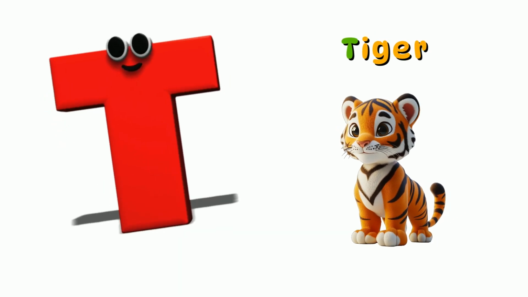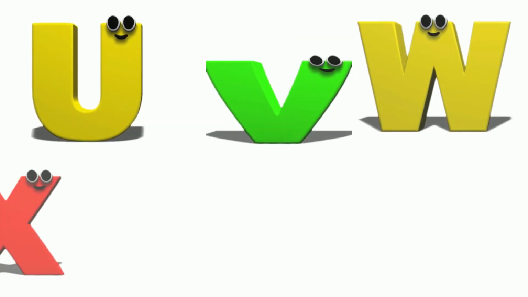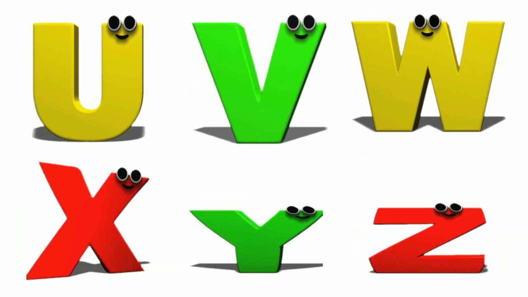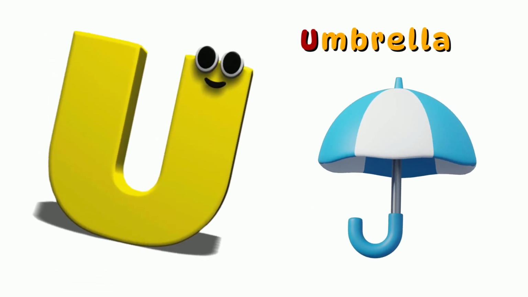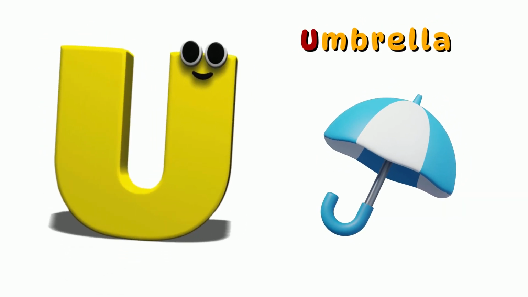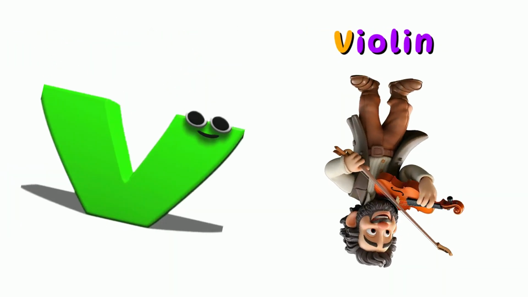Tiger. T, tiger. U is for umbrella. Umbrella. U, umbrella. V is for violin.